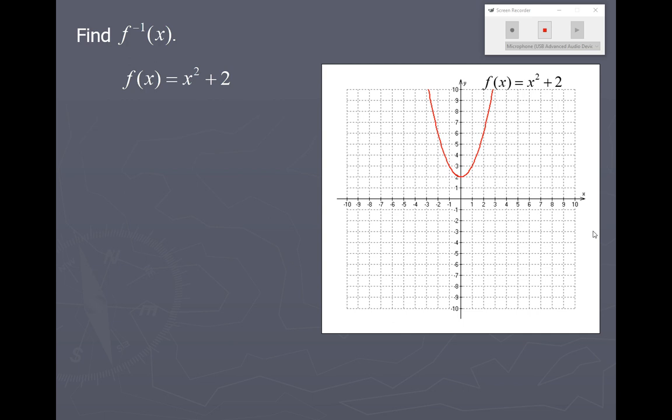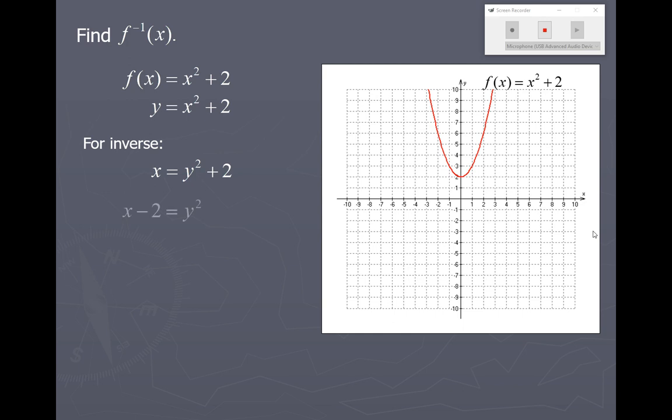Write f at x as y, because that'll make the algebra easier. I haven't done any inverse there yet. The actual step of finding inverse means exchange x and y. Actually take the x and make it y, take the y and make it x. So it is a new y and x. It's just exchanging the roles. So a new equation. The inverse will have equation x equals y squared plus 2, which actually is legitimate. That's the legitimate equation for the inverse, except we're used to seeing it as y equals. So then our job is to solve for y.